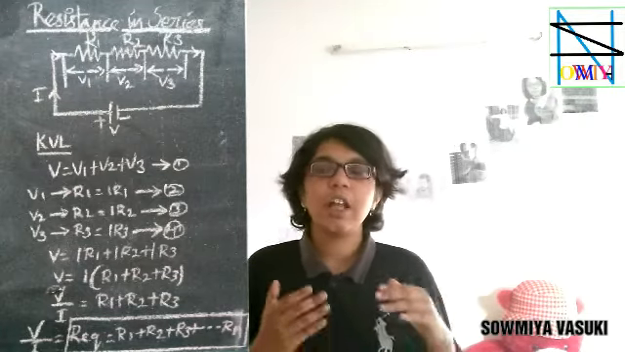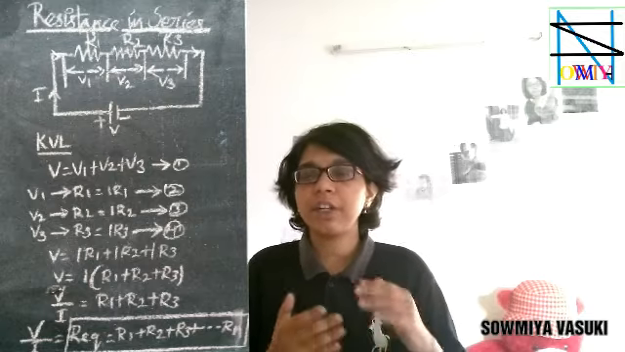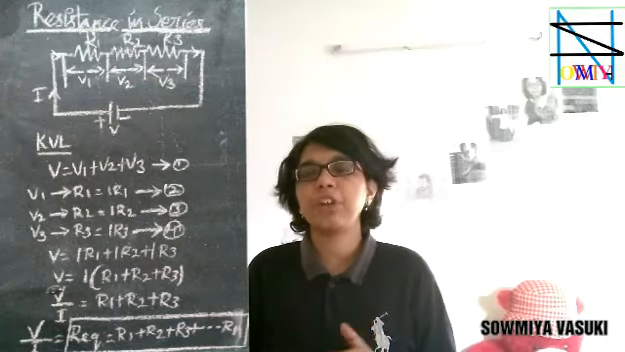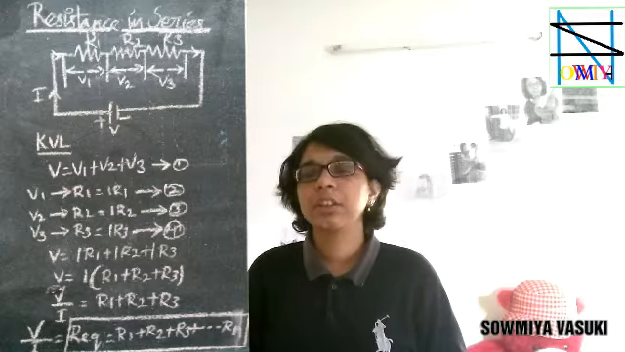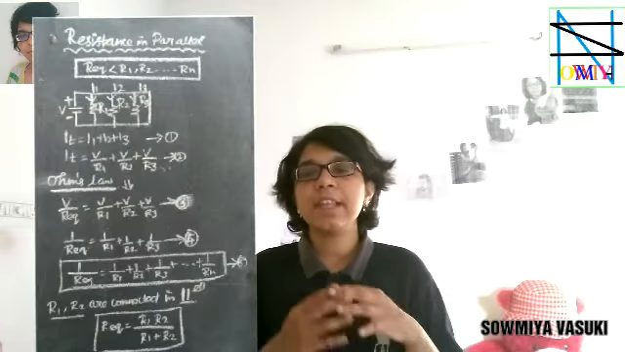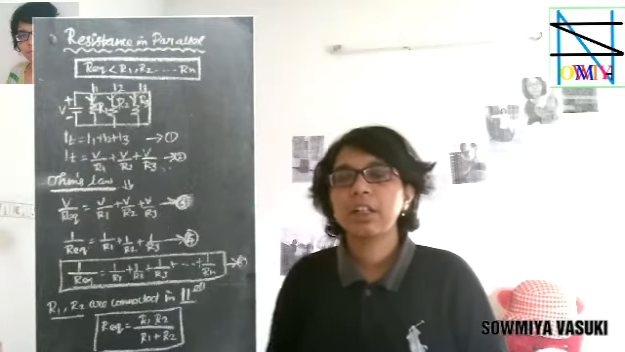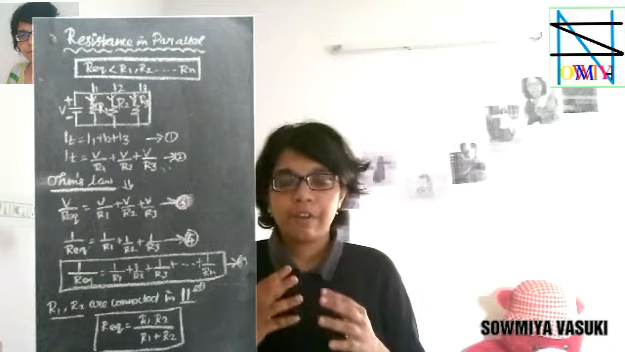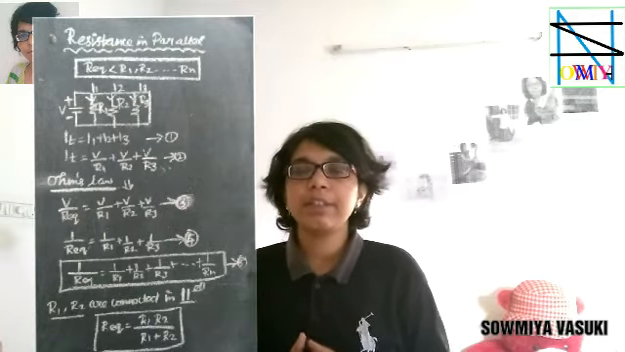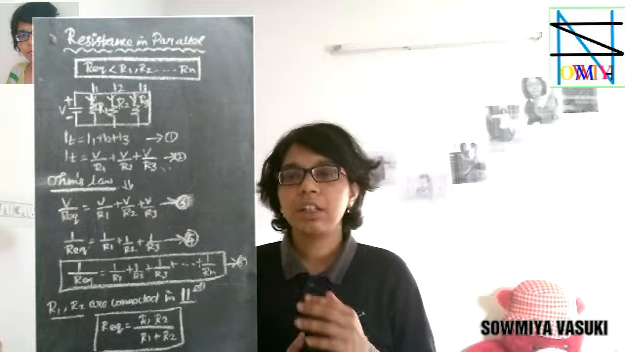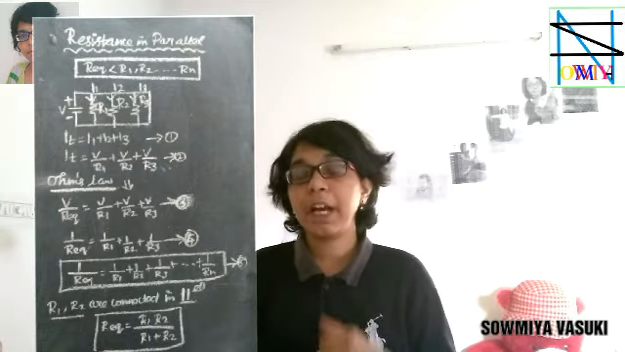So finally, resistance in series: R equivalent is equal to R1 plus R2 plus R3 up to Rn. Resistance in parallel. Consider R1, R2, R3 are connected in parallel in a network.